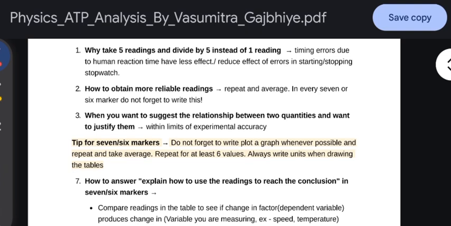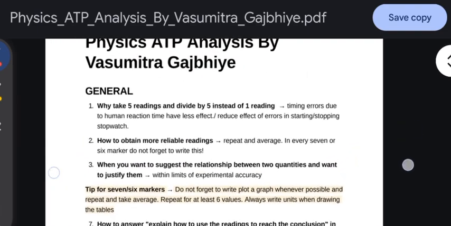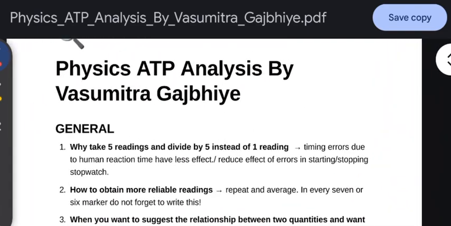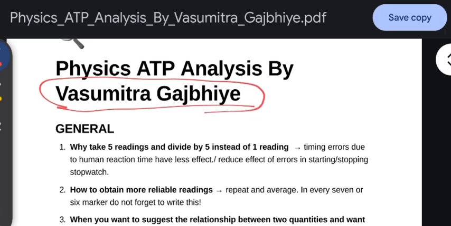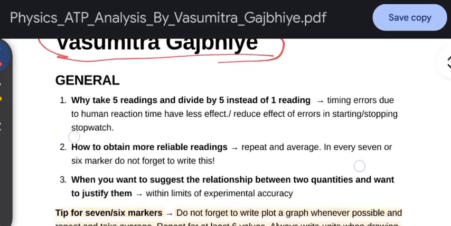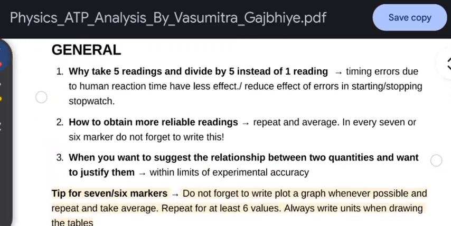You all know that you have the Physics Paper 6 exam coming up soon. Today we will be discussing and going through some of the resources. First of all, we'll be starting with ATP analysis by Vasu Mitra. He's one of the best IGCSE savers, he's literally the goat of IGCSE.